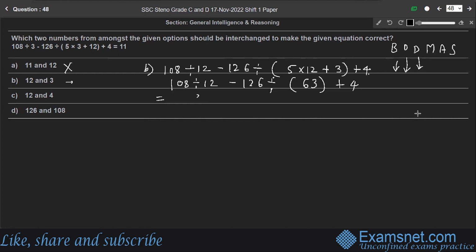108 by 12 is 9, minus 126 by 63 is 2, plus 4. So go for addition, followed by subtraction. 9 plus 4 is 13, minus 2 is equal to 11, which is nothing but the right hand side. Therefore, if you interchange 12 and 3, the equation will get satisfied. Therefore, option B is the right answer.